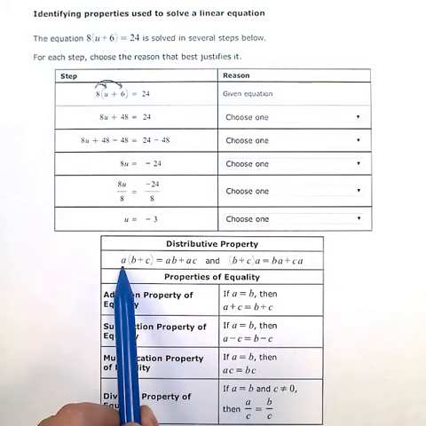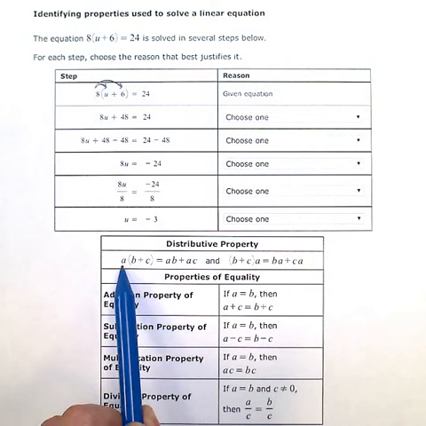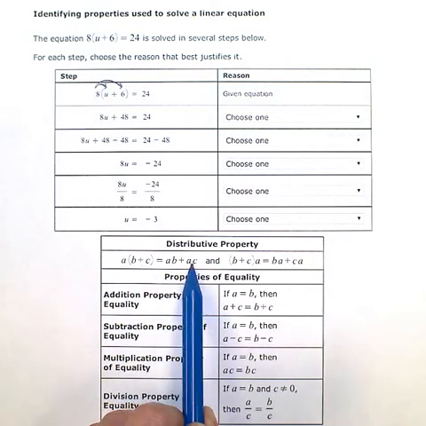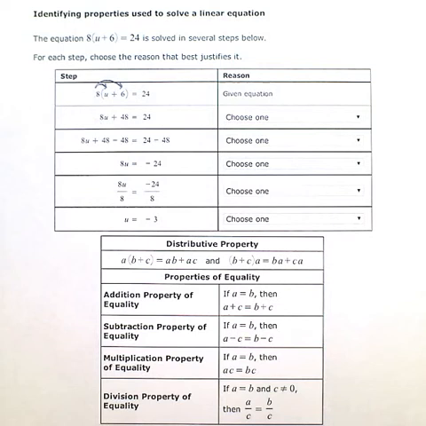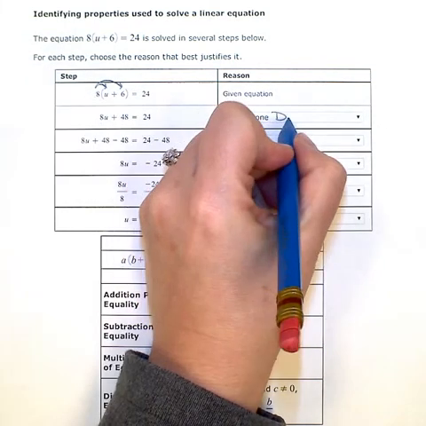You can see here that this rule says that you can take something multiplied outside of parentheses and multiply it individually by each term inside. So right here, this one, you would choose distributive property.